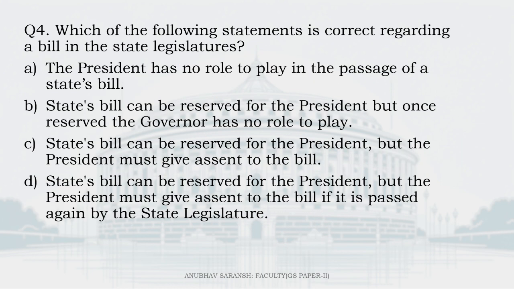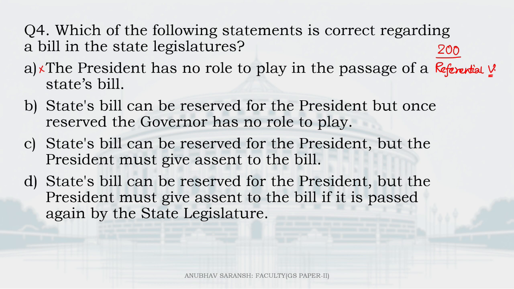Moving on to question number 4. Which of the following statements is correct regarding a bill in the state legislatures? A. The president has no role to play in the passage of a state's bill. This is wrong. Why? Because we have a concept under Article 200 which we call a referential veto. What is a referential veto? This means that on certain occasions, the governor can reserve a bill for the consideration of the president, referring the bill for central assent. So, A is wrong.